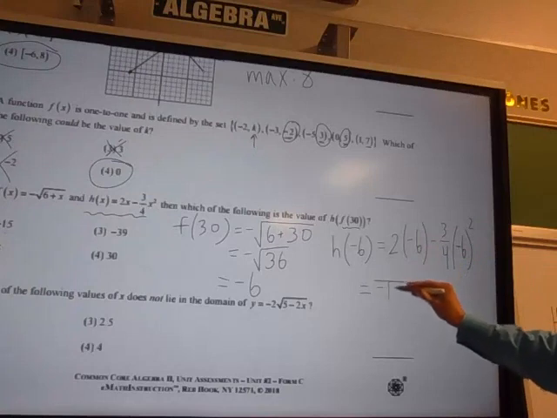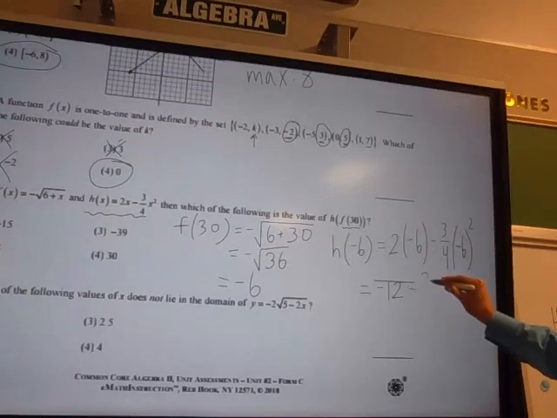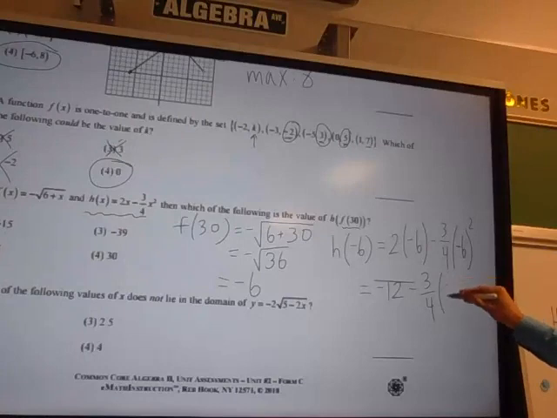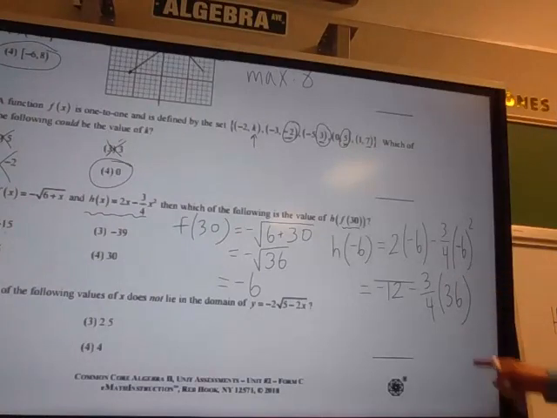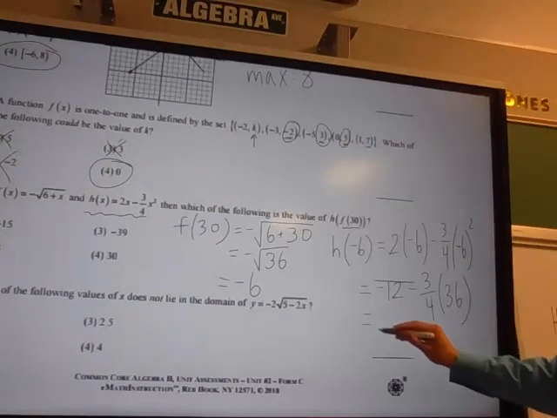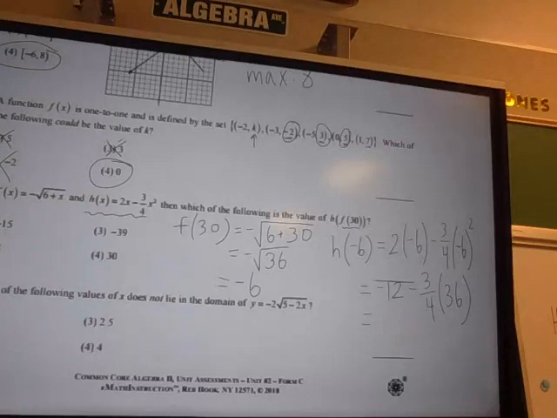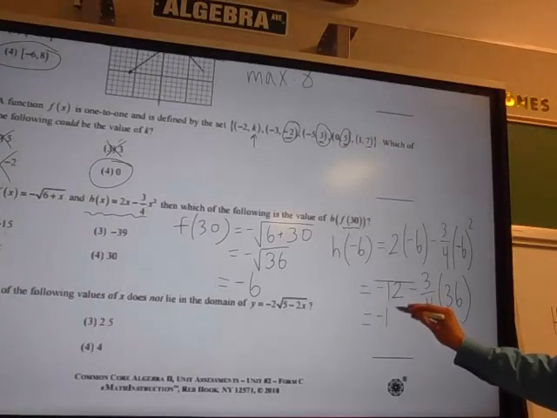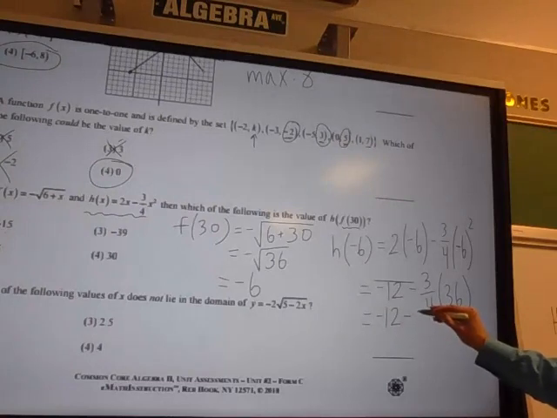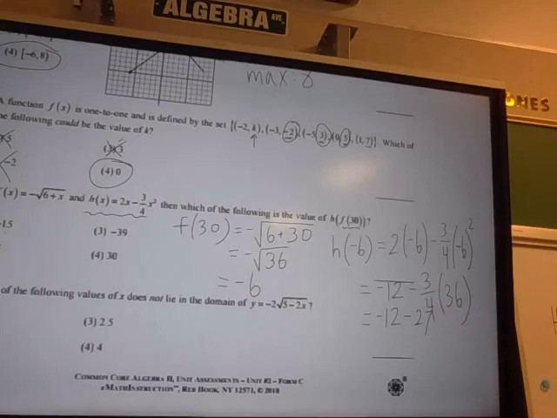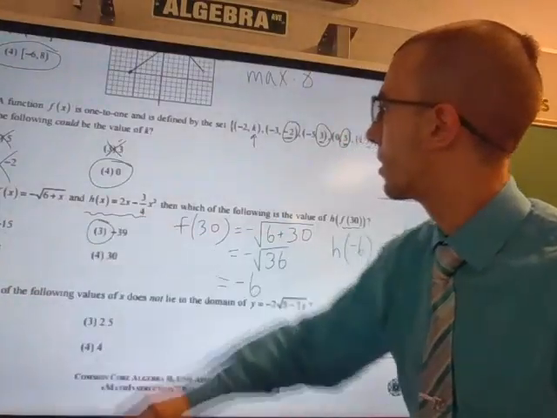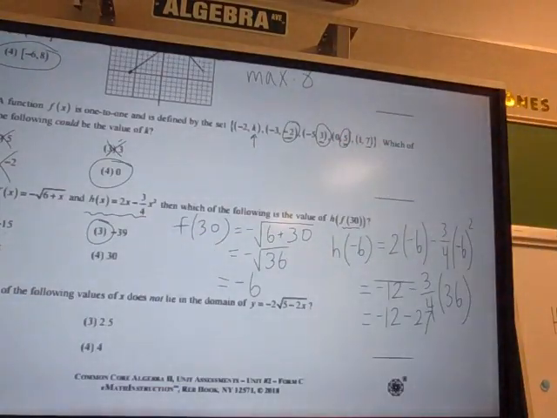So 2 times -6, that first term is -12, minus 3/4 times 36. All right, and then multiply 36 times 3 fourths, which is negative 27. So we have negative 12 minus 27. That comes out to choice 3, negative 39.